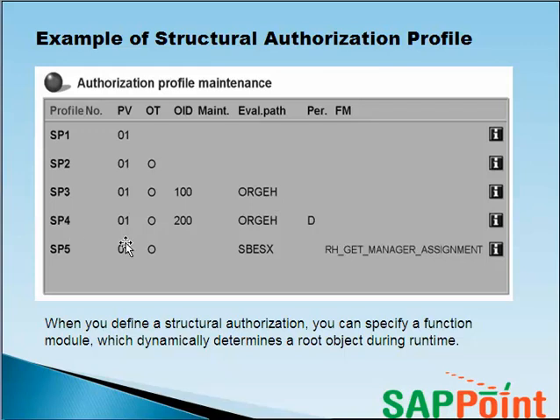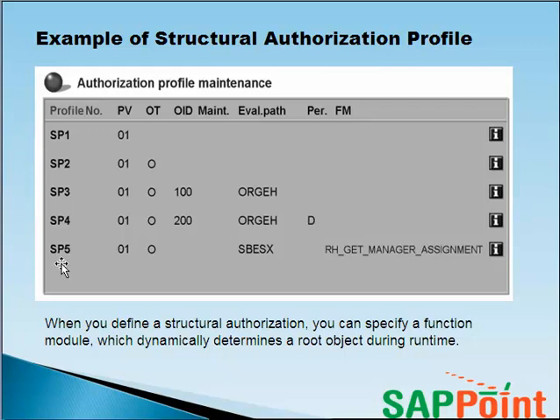Now, in example 4, if you see, the user has access to organization units starting with 200 along this evaluation path for the current day. So whichever org units or objects are valid as of today, the current date, the user has access to all those org units which fall under the org object 200. So the period, if you have specified, is D series for current.